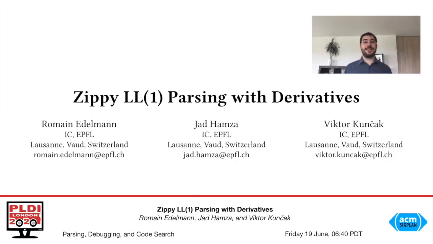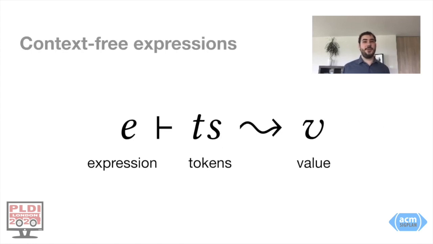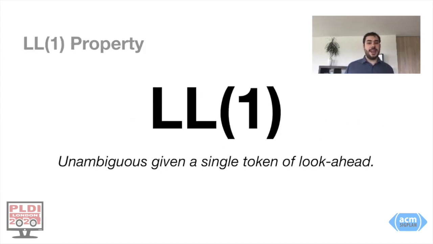Jad Hamza, Viktor Kunčak, and myself are excited to present the parsing algorithm for LL(1) context-free expressions based on derivatives and zippers. Context-free expressions are a combinator-based formalism for describing relations between token sequences and user-defined values. LL(1) context-free expressions are a subclass of those expressions where all ambiguities can be resolved using a single token of lookahead.